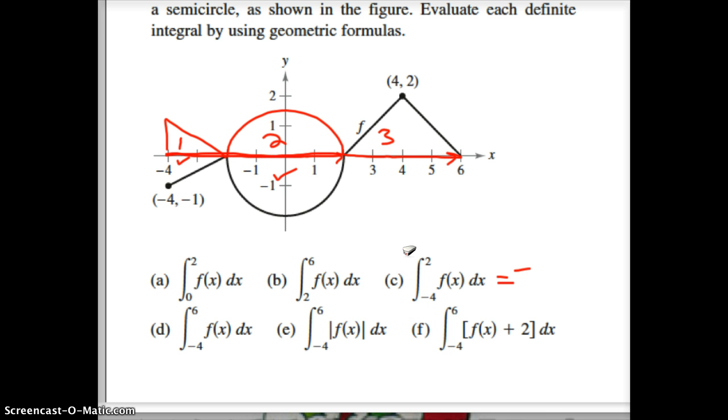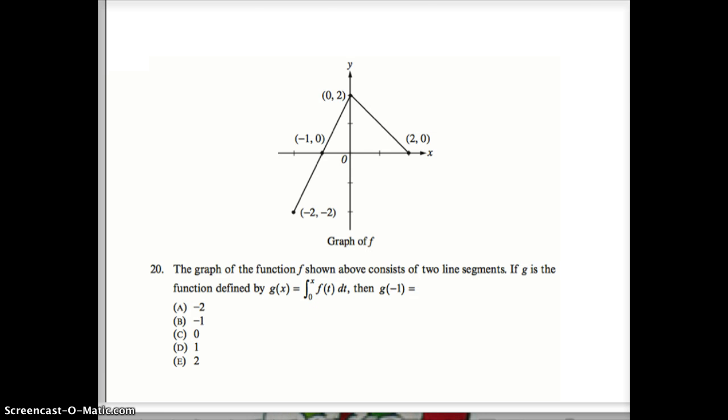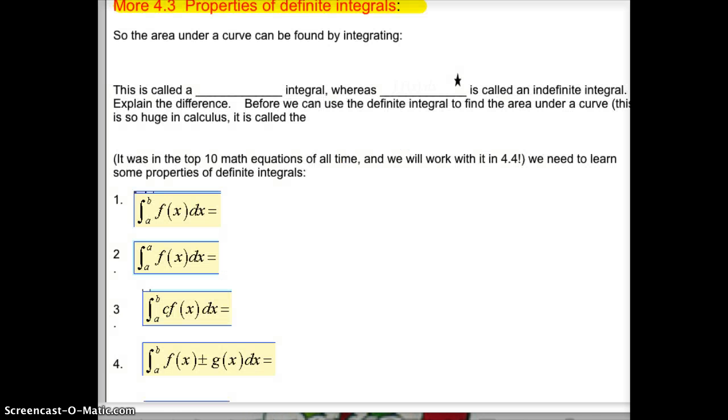And I'm going to move right along here. That's enough on that. So what I'd like you to do now is go to the page that looks like this, 4.3. And it says, so the area under a curve can be found by integrating. And we've written that a couple times.